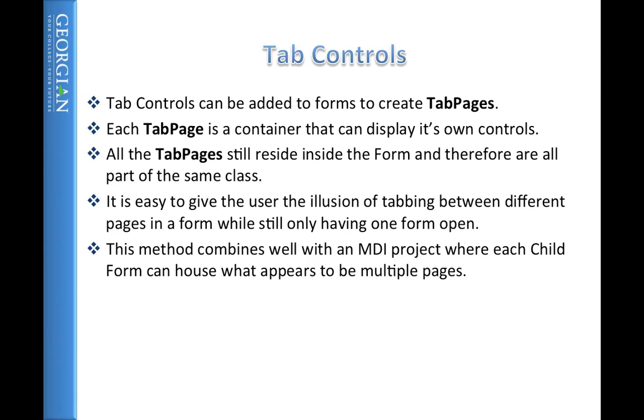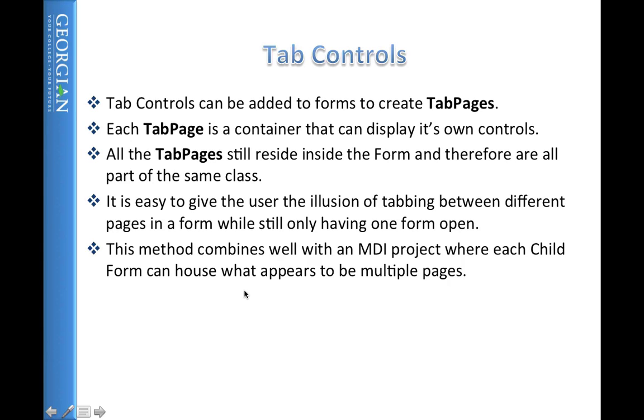One thing to note: it's all in the same form. The tab controls are not their own classes. And therefore, you cannot give the same name to labels and controls on one tab page as on any other page. Each control has to be unique. If you do that, it'll mess things up. Don't do it. It's only one class. So you're not using multiple classes. You're not embedding a form within another form. There's no child-parent relationship here. These are just tabs, and the tabs are simply containers.